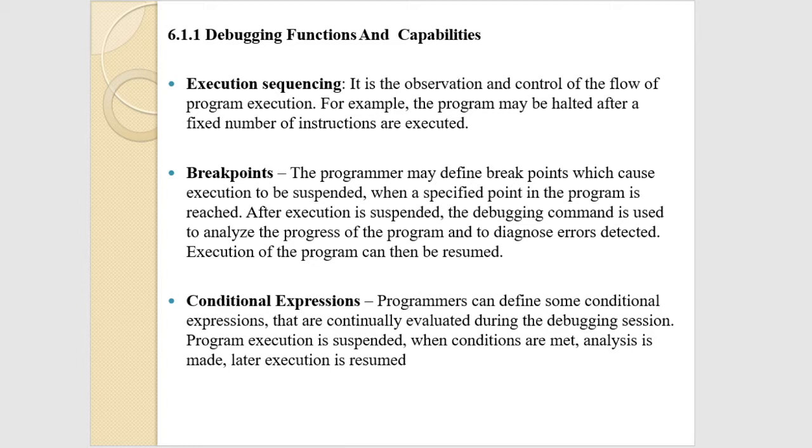Such functions are specified by the programmer. They deal with execution sequencing. Execution sequencing defines the flow of the program. It is the observation and control of the flow of program execution. For example, the program may be halted after a fixed number of instructions are executed, which means the program can be stopped for a time after a fixed number of instructions are executed.